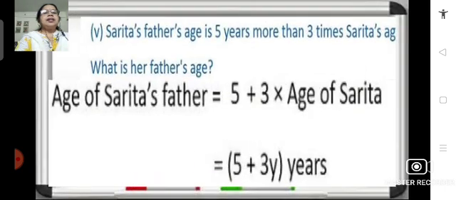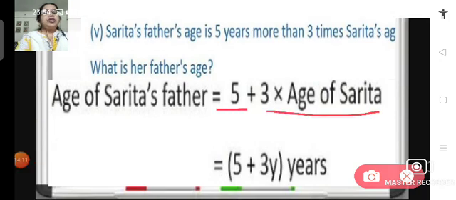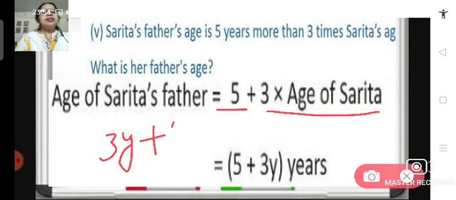Then, Sarita's father's age is 5 years more than 3 times Sarita's age. What is her father's age? That means it is 3 times Sarita's age plus 5. So, it will be 5 plus 3y years, or we can also write it as 3y plus 5 years.